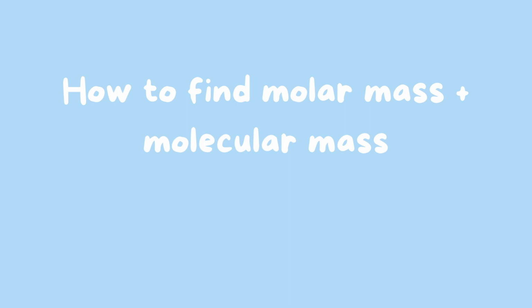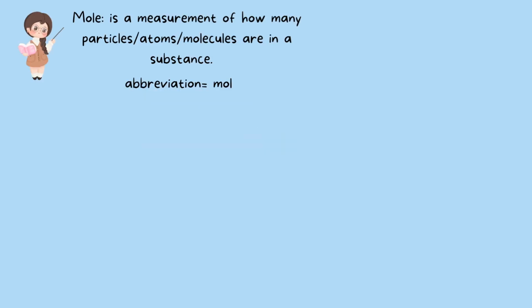Everyone, welcome. Today we'll be reviewing how to find the molar mass and molecular mass of a substance, as well as understanding the general idea of a mole in chemistry. By definition, a mole is a measurement of how many particles, atoms, or molecules are in a substance. The abbreviation for mole is mol, with a lowercase m.